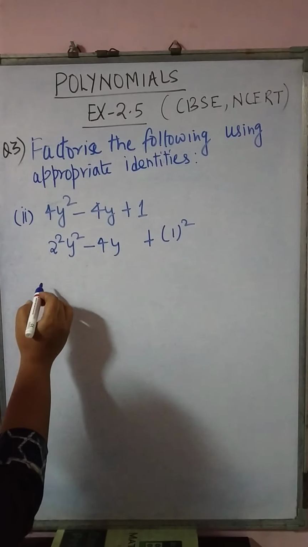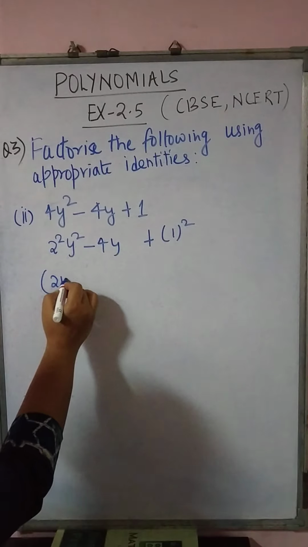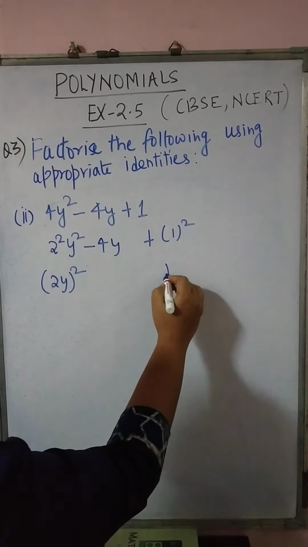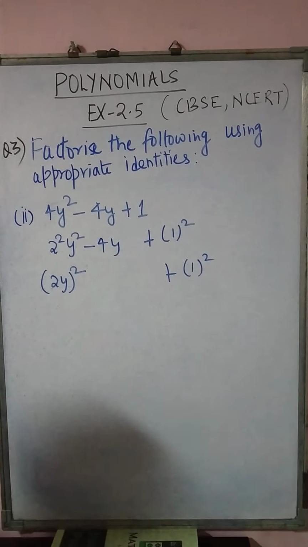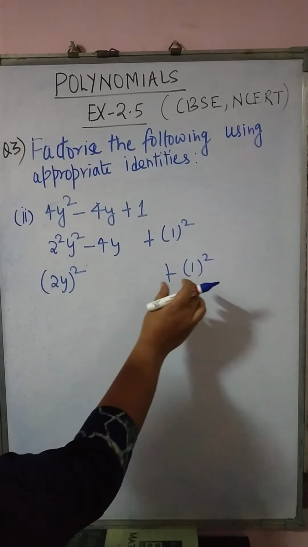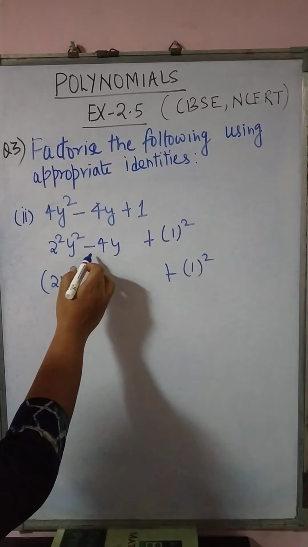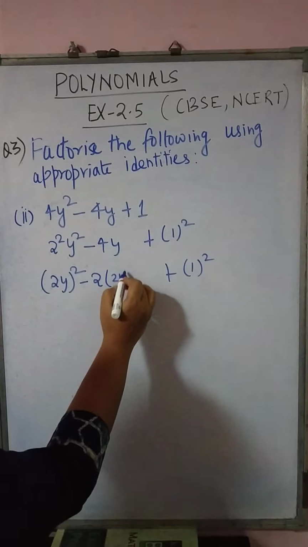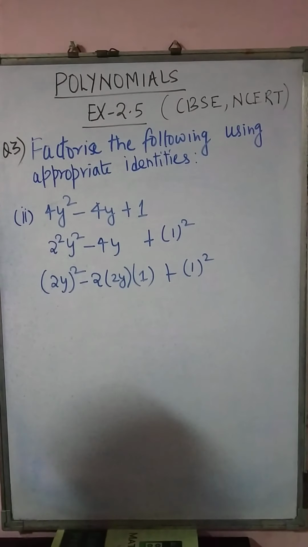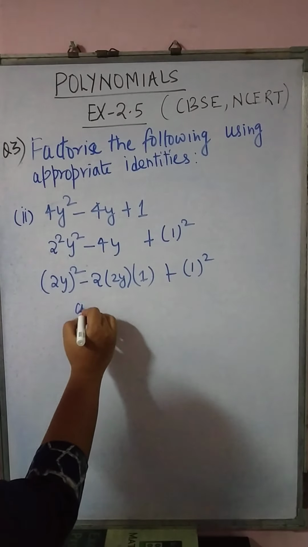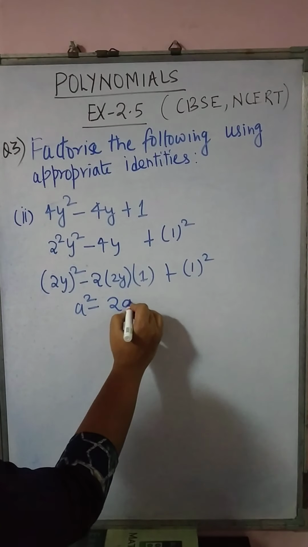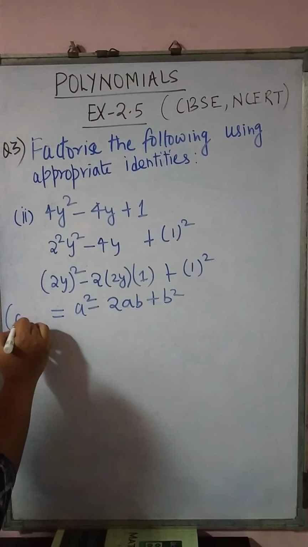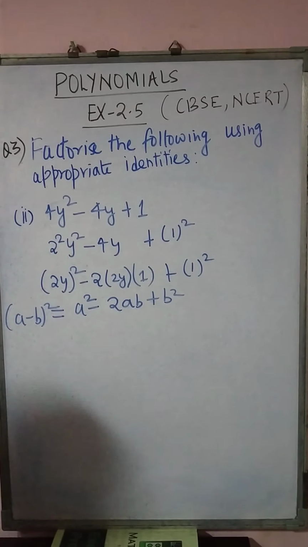Now 2 square y square again can be written as 2y whole square, because 2 is the common power, and this is 1 square. So if this is a square, this is b square, and here the sign of the middle term is negative, so it will be 2ab. So a square minus 2ab plus b square is the expanded form of a minus b the whole square.